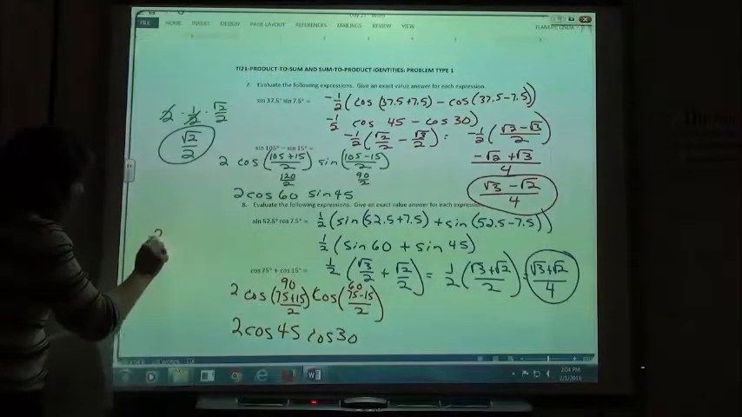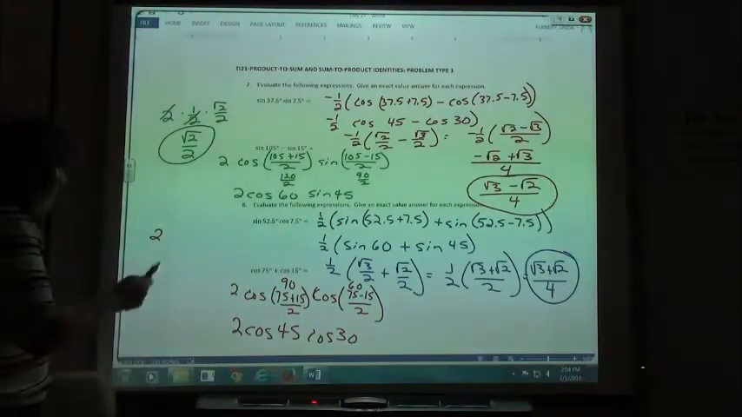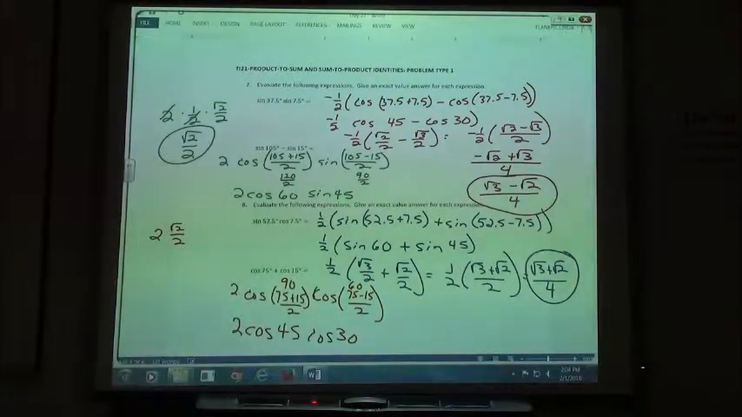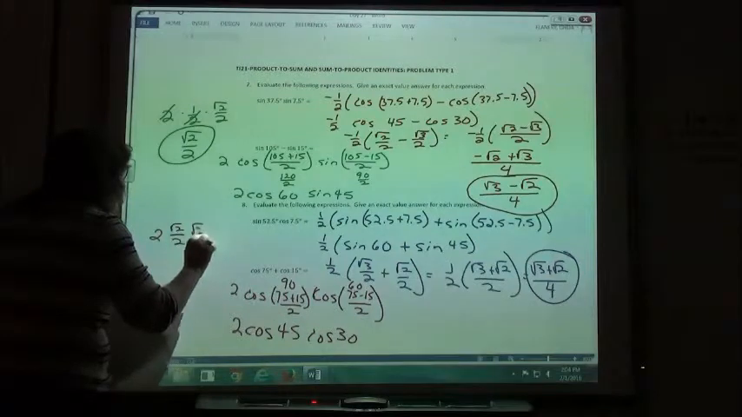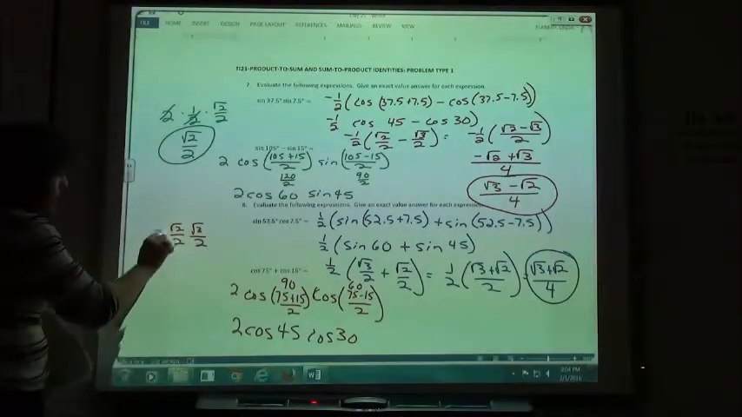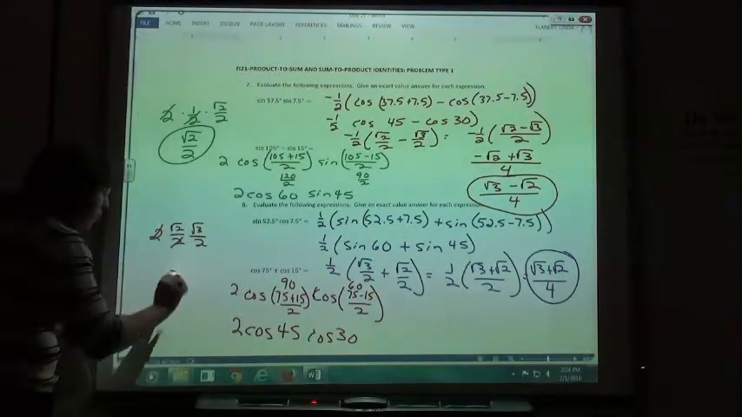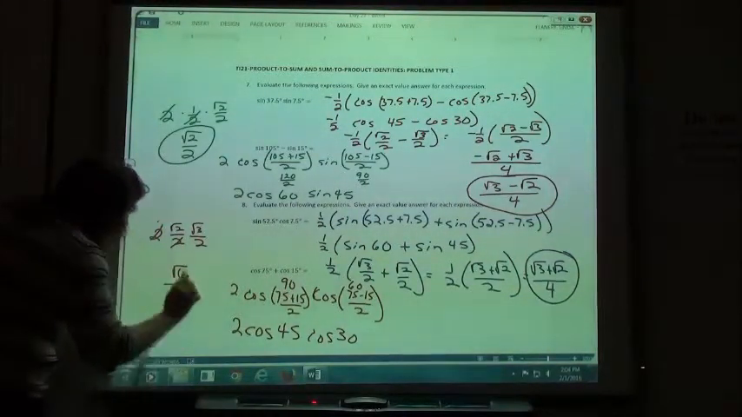Again, I'm going to move over here. Cosine of 45, square root of 2 over 2. Both the sine and the cosine of 45 are square root of 2 over 2, if you remember that one. And then the cosine of 30, excuse me, cosine of 30 is square root of 3 over 2. On this one a pair of 2's cancel out. Square root of 2 times the square root of 3 is square root of 6 over 2.